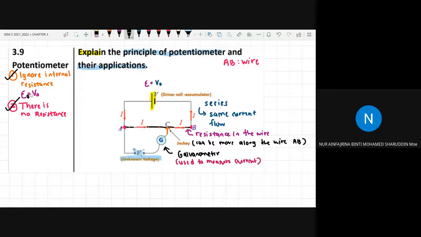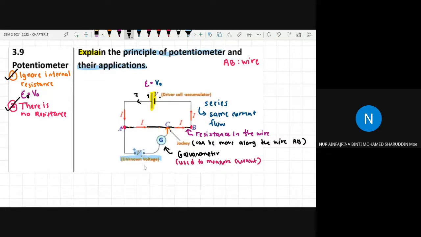And then Miss akan ada circuit of potentiometer. So dia akan ada driver cell accumulator and then lepas tu dia akan ada the connecting wires untuk connectkan wire AB. Okay, wire adalah from A to B. Dan dalam wire itu dia akan ada resistance itself. So there will be resistance in the wire. Okay, and as you can see, we know the flow of current is from the positive terminal to the negative terminal. As it was arranged in the series circuit, disebabkan dia arranged in series circuit, maksudnya the flow of the current along the wire will be the same.